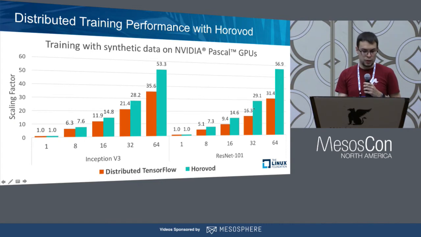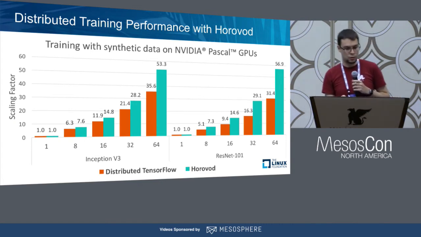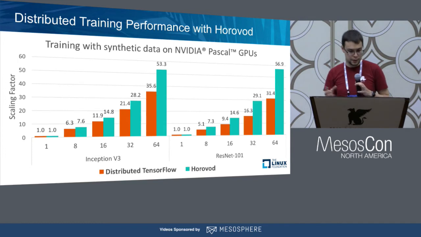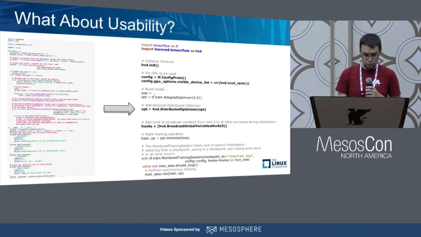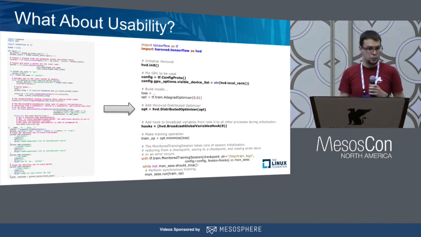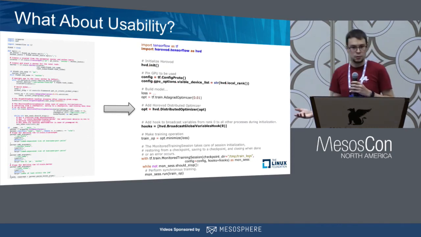And these numbers were obtained on a TCP network. We strongly believe that on a RoCE-capable network, we would get even better numbers, but at the time of doing this test, we didn't have the correct setup. So that's all cool, right? Sounds good. What about developer usability? Are developers going to be happy to use this?